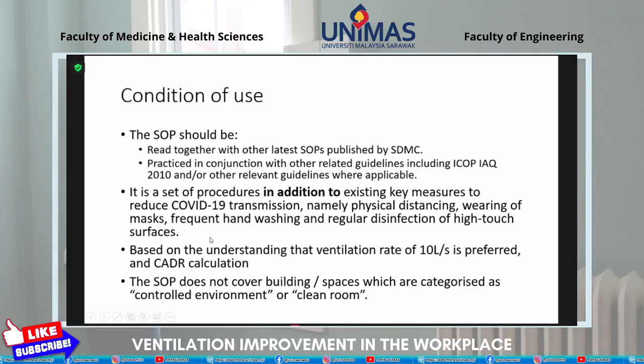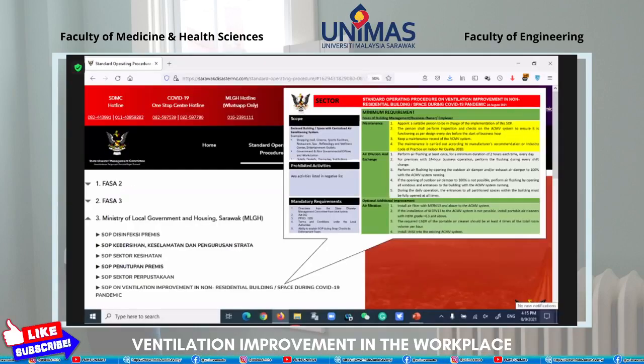Apart from that, for this SOP we have to mention that whatever we put inside is based on a ventilation rate of 10 liters per second. Also, this SOP does not cover buildings or spaces categorized as controlled environments or clean rooms. For instance, in the semiconductor industry, they have controlled environments and clean rooms, hence this is not applicable to that kind of environment. Now, you can find this SOP on the SDMC website.